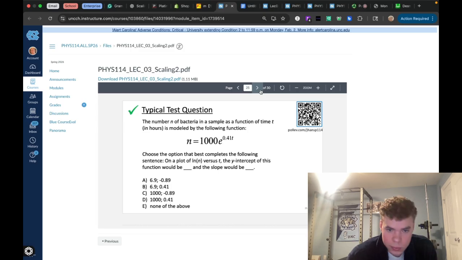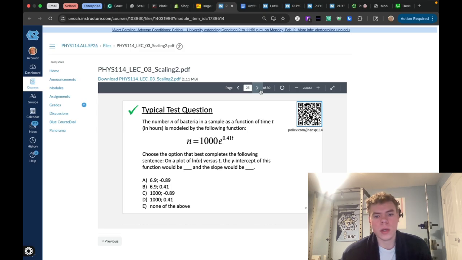You can. It's been so long since I've done any of this, man. So e to the 0.41 multiplied by 0 should just be 1. So it should be 1,000. So the y-intercept would be 1,000, and the slope would be... so the number of bacteria in a sample as a function of time is modeled in the following function. All right, and the slope would be, so it's either C or D.